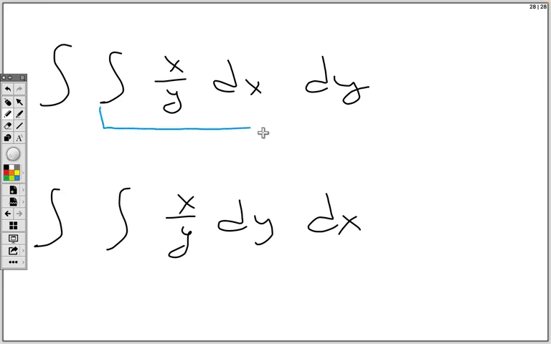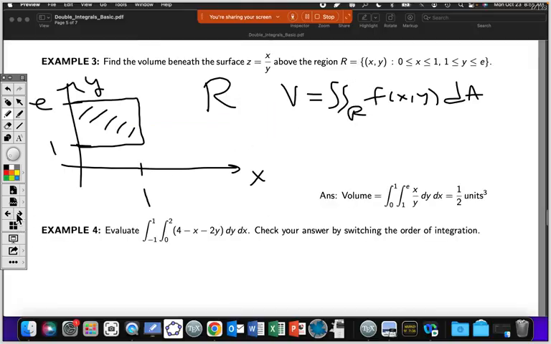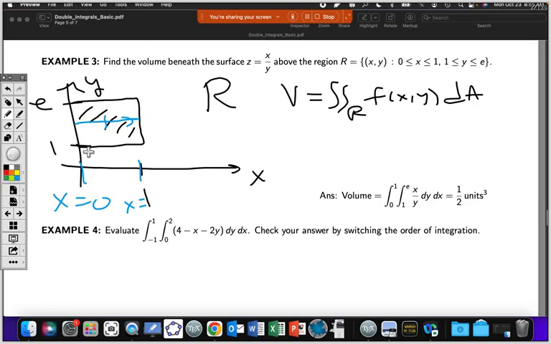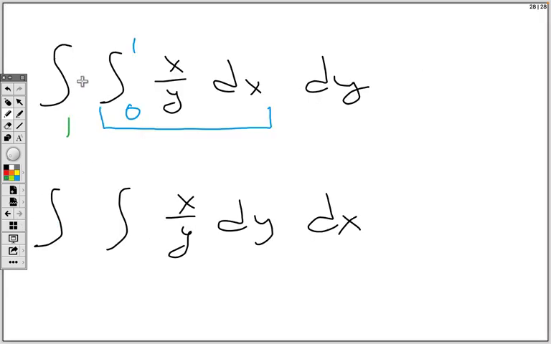If I look at the order dx dy, I'd be fixing a y value and then seeing what the x runs between. So I'd be fixing some y value, and I'd be looking at what the x runs between here. The x runs between 0 and 1. And then the y would run from 1 to e.